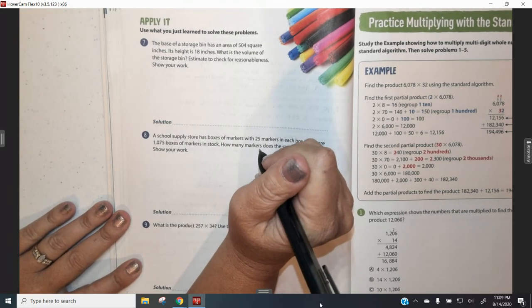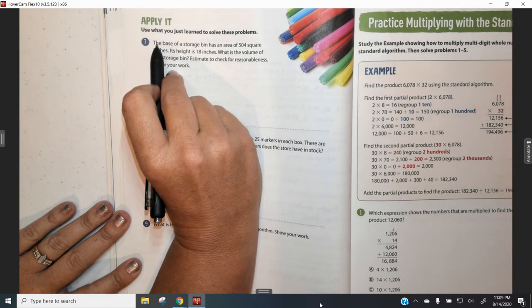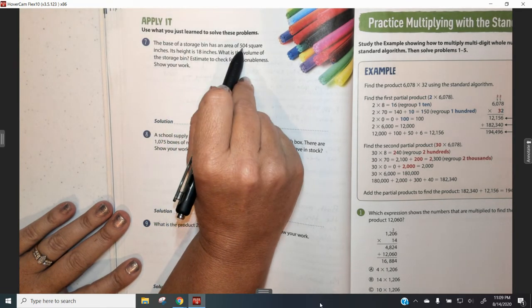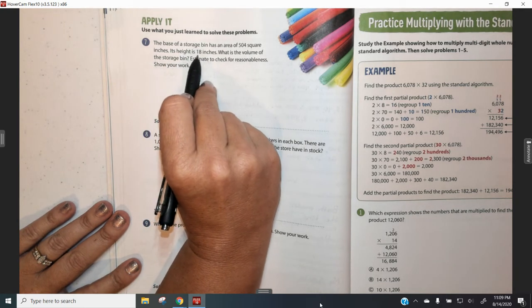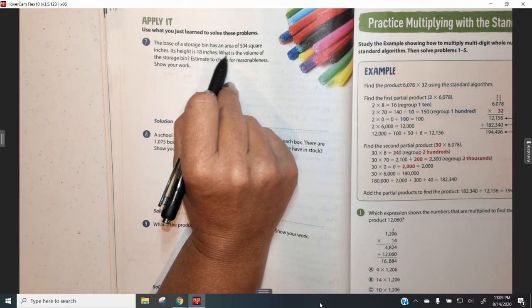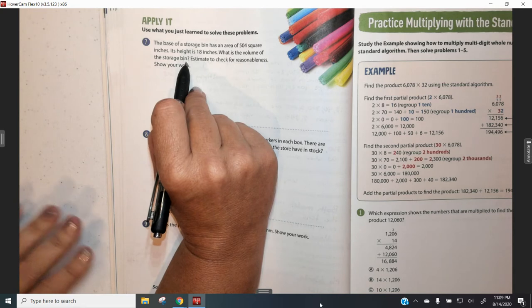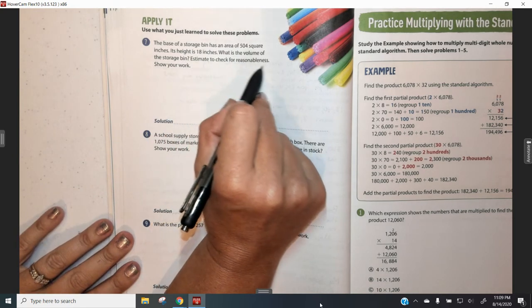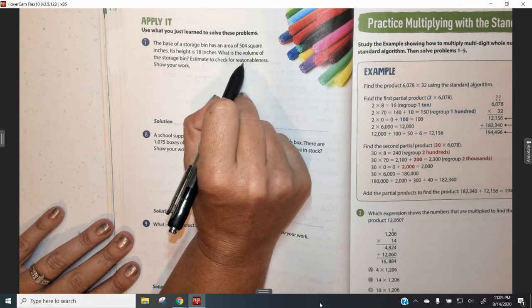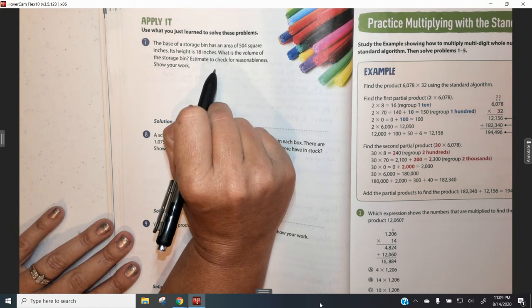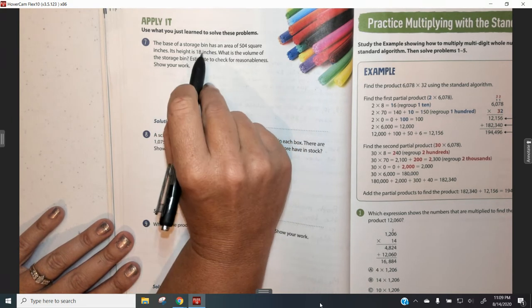So to do standard algorithm, this problem says the base of a storage bin has an area of 504 square inches. Its height is 18 inches. What is the volume of the storage bin? Estimate to check for reasonableness. Show your work. So let's go ahead and let's estimate first.